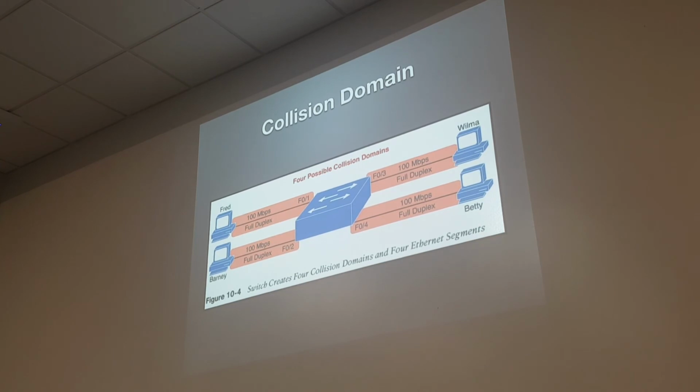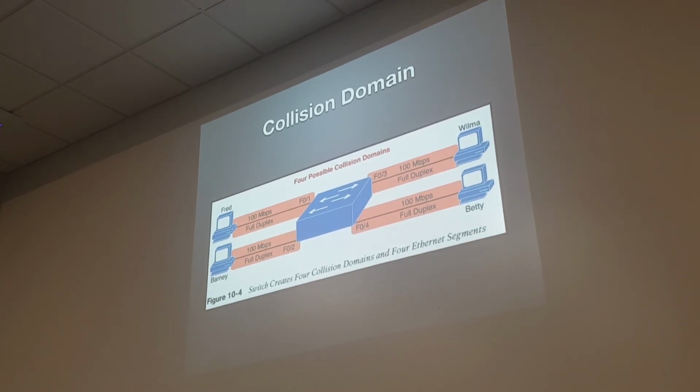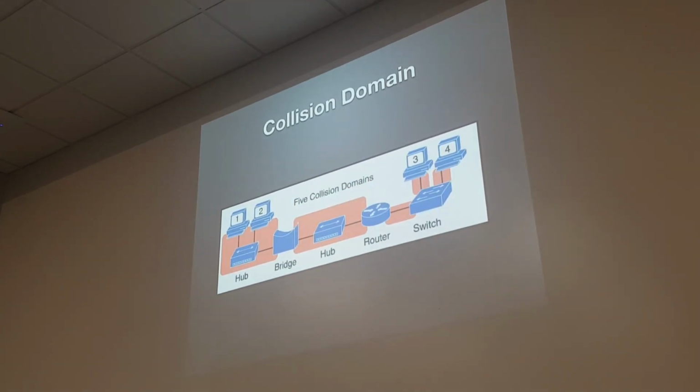So each port on a switch is its own collision domain. So on a 24-port switch, you get 24 independent collision domains. Basically, you're only colliding with yourself. You're not really colliding with anybody. Each one is its own independent bridge, if you will. In this case, routers and bridges segment your collision domains, and so do your switches.